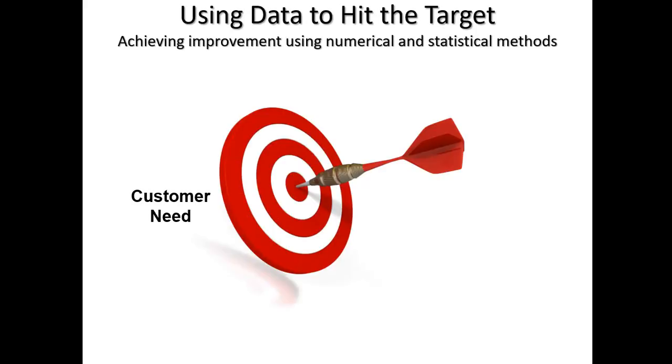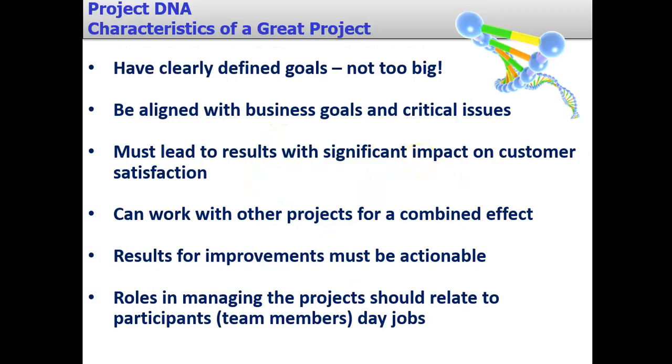When you select the project, you need to hit the target with the customer. And this is something we call project DNA, defining the goals aligned with the business goals. You cannot have a project that is outside the business goals or outside the scope of the business. It's very critical. Must lead to results with significant impact, not mediocre impact. Can work with other projects, so nothing opposed. Two teams cannot fight over resources.